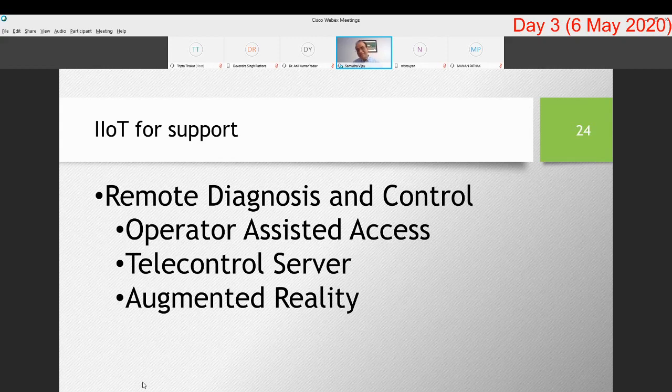One could be operator assisted access, and telecontrol server is another interesting tool that allows you remote access without having to have access all the time, secure access. Multiple companies have it. Cinema RC is the name of the tool that Siemens has, telecontrol server, and Microsoft has come up with an augmented reality tool that allows you to perform these control or maintenance functions on site with the help of augmented reality.